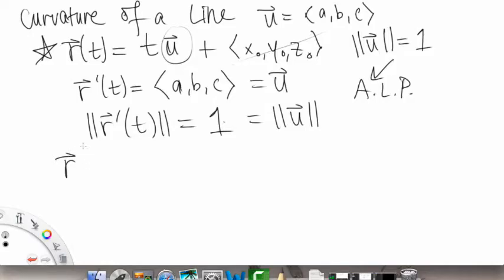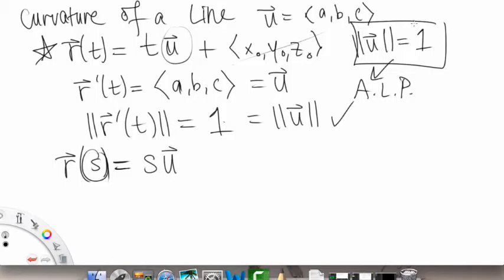Because when you replace it with an s, that means we're basing it off of the arc length parameter, right? So it's going to depend on the arc length instead of time, which is what we want to measure curvature, right? So anyways, we're going to replace that with an s, and we can do that because I just proved that this was a given, okay? This magnitude of u equals 1, that's a given.